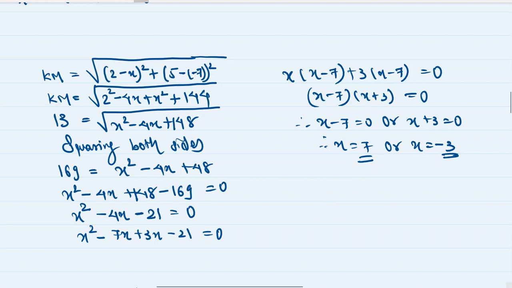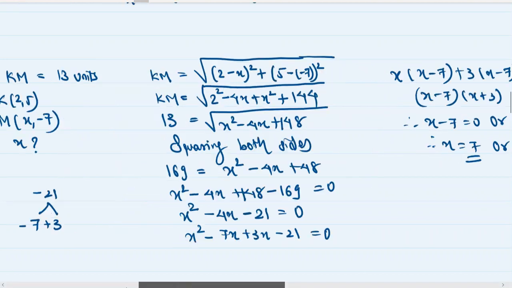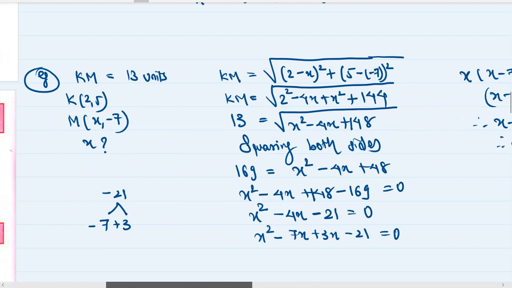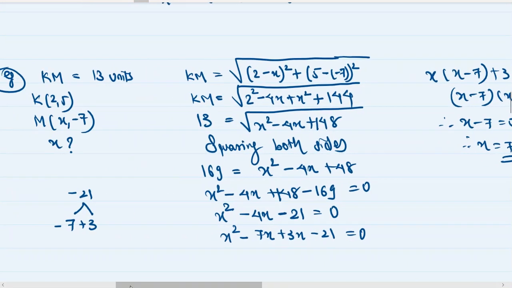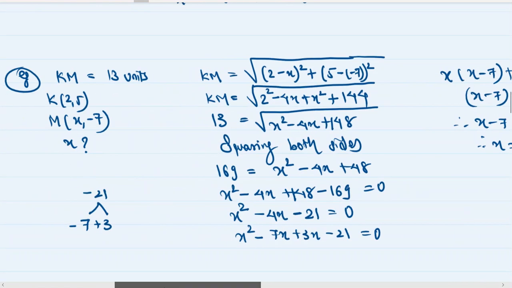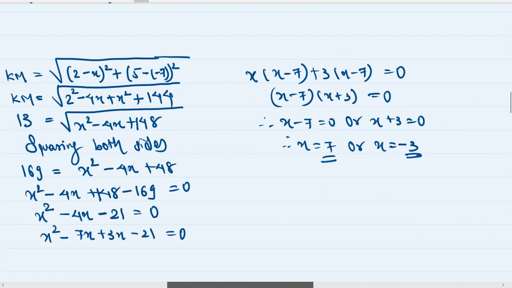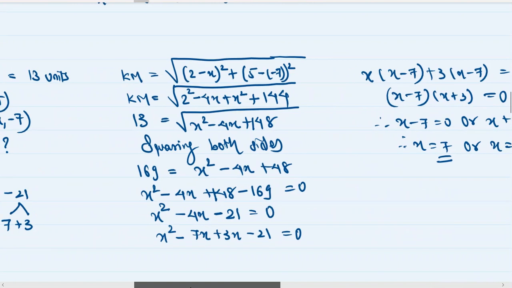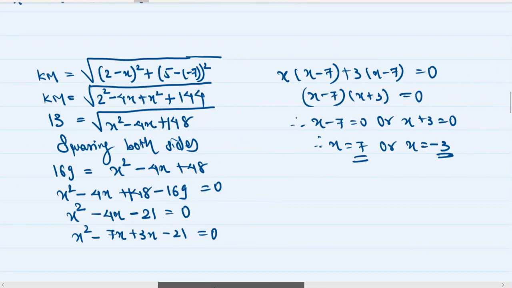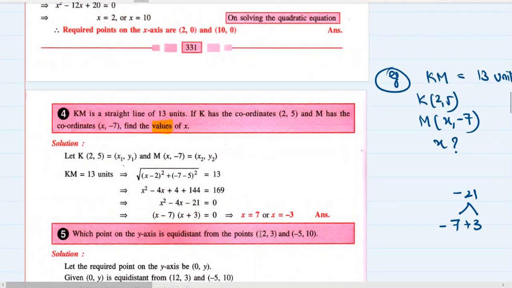Now what did we have to find? We had to find the values of x, and these are the values of x. So the point M could be 7 comma minus 7, or it could be minus 3 comma minus 7. The values of x are 7 or minus 3. Let's check. 7 or minus 3, absolutely correct. Okay, next question.